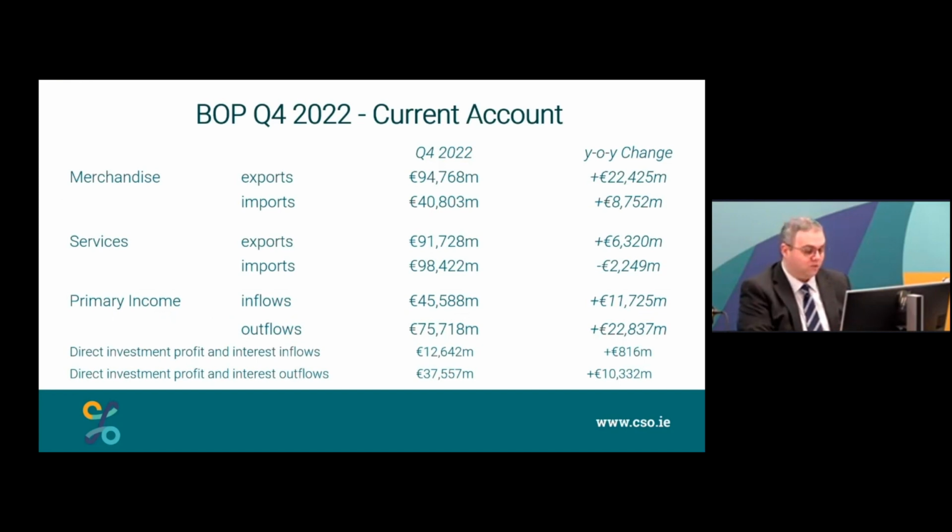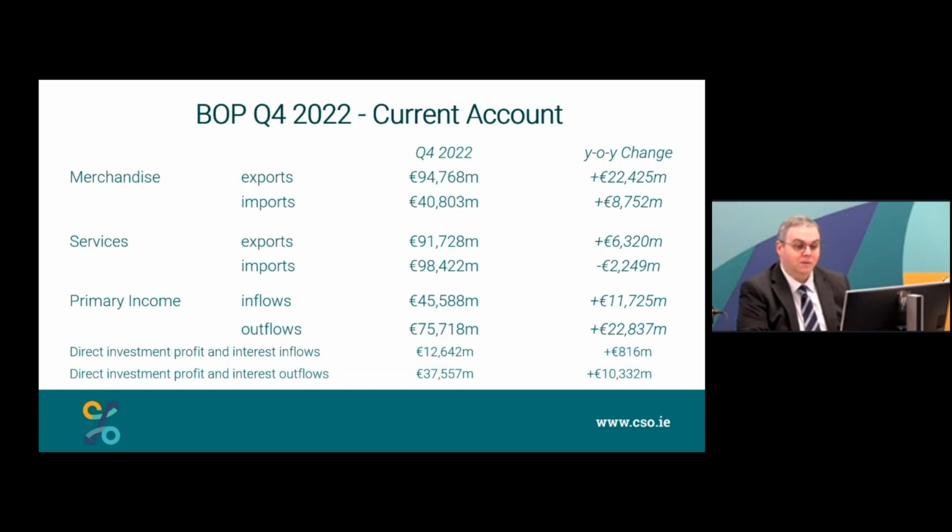Looking at the exports and imports for these items, we can see our merchandise exports of 94.8 billion euros in the quarter, which is up 22.4 on the same quarter last year. And merchandise imports of 40.8 billion, which are up 8.8 billion on last year. And these combine to give our increase in net exports of 13.7 billion. Our services exports are 91.7 billion, which is up 6.3 billion on last year. And our imports are 98.4 billion, down 2.2 billion on last year. And these combine to give us the change in our net services of 8.6 billion.